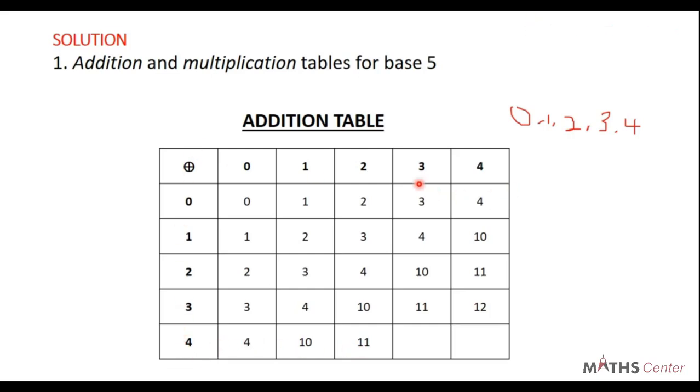4 plus 3 is 7. 7 in base 5 is 1 remainder 2. 4 plus 4, which is the last one, is 8. 8 in base 5 is 1 remainder 3. So this is how the addition is done. So you draw your table, then you perform the addition in the base that was given to you. So this is the addition table for base 5.